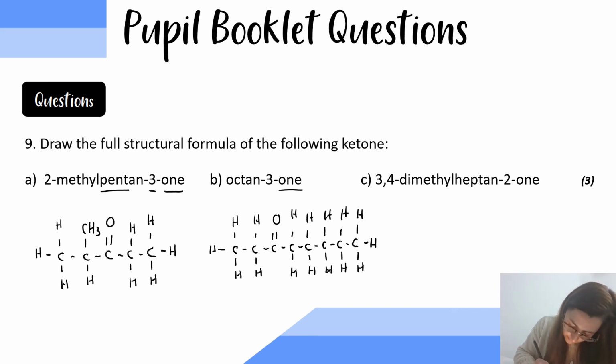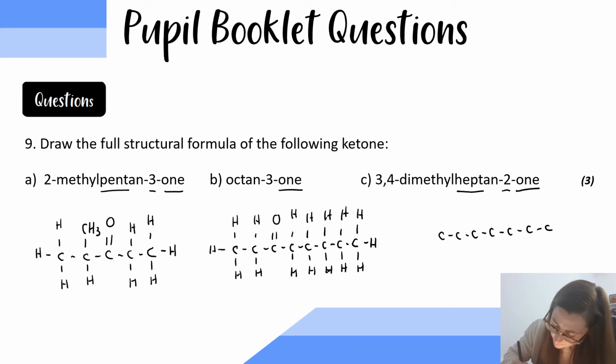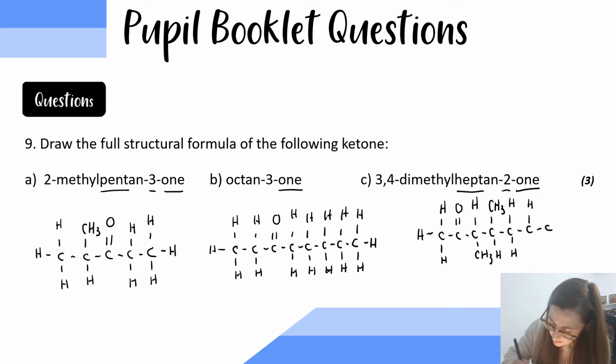And then lastly, we've got 3,4-dimethylheptan-2-one. Hept meaning 7. On meaning I've got a ketone and the carbonyl group is on carbon 2. And then 3,4-dimethyl heptanone. So I'm just filling in, I've got my side chains on carbons 3 and 4. And I am just filling in the rest of my hydrogens.